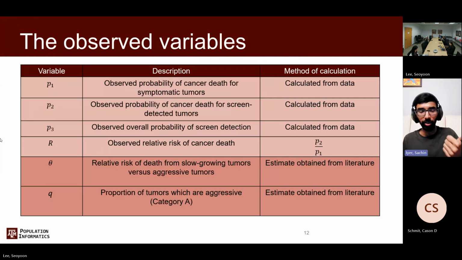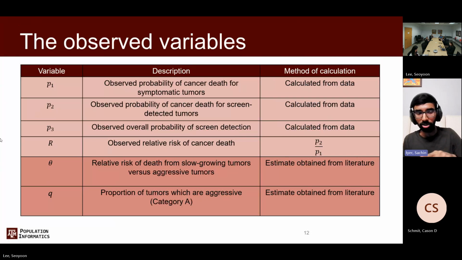Similarly, we calculate a P2, which will be the 3 or 5 year survival related probability of cancer death for screen detected tumors. P3 will be the overall probability of screen detection. So it gives the ratio of the population whose cancer was screen detected versus symptomatic. R was the variable they used to designate the observed relative risk of cancer death. So this is just the observed relative risk because we haven't yet adjusted for the length bias.